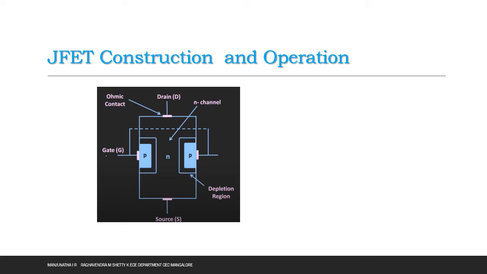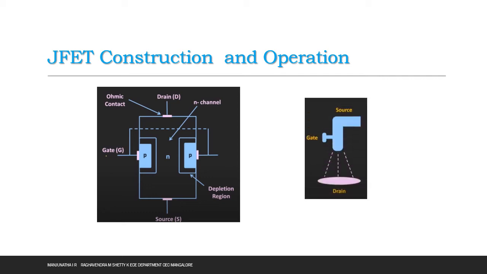When the depletion region is increased, channel width will be decreased. When channel width is decreased, movement of electrons from source to destination will be decreased. So this is how we can control the drain current by the voltage that we are providing to the gate.